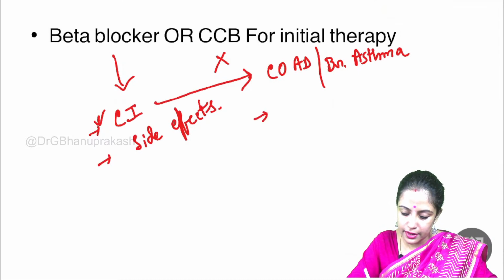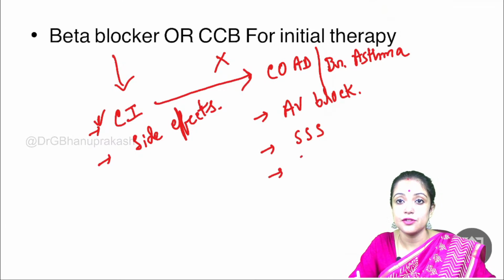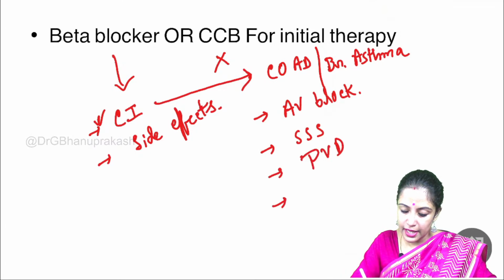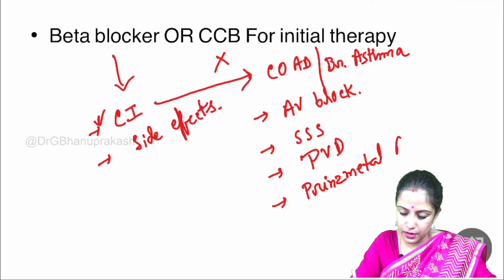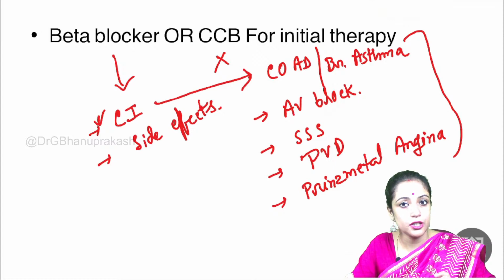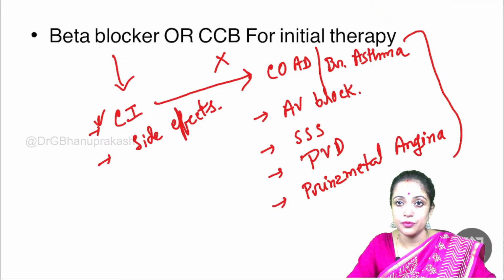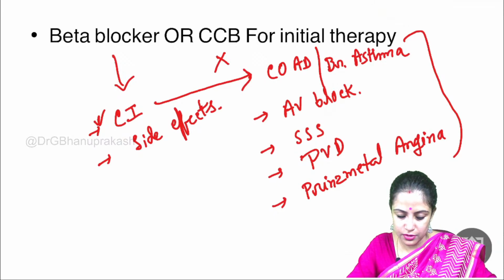atrioventricular heart block. Then in case of sick sinus syndrome, in cases of peripheral vascular disease, in cases of Prinzmetal angina. These are some contraindications of beta blocker. Do not use beta blocker in contraindication. Use calcium channel blocker in those groups.